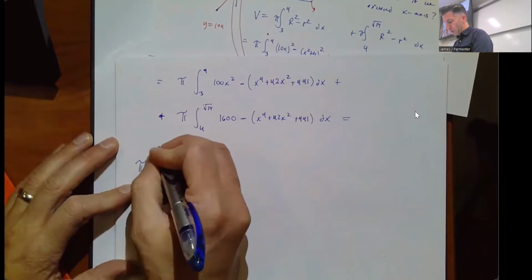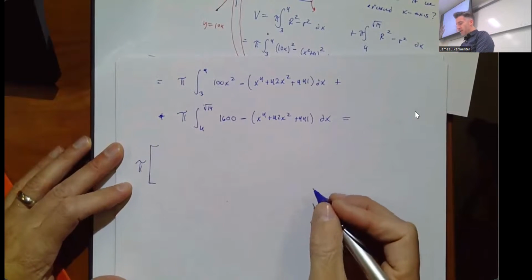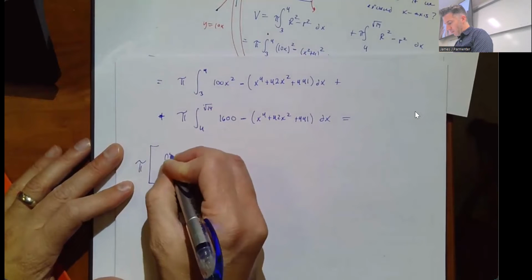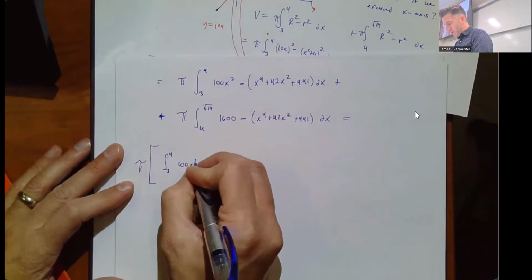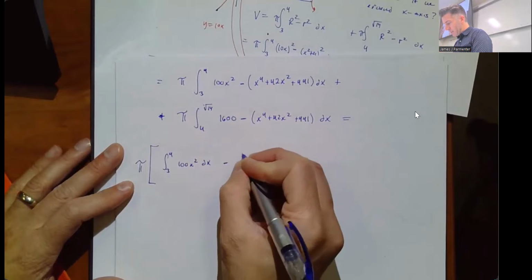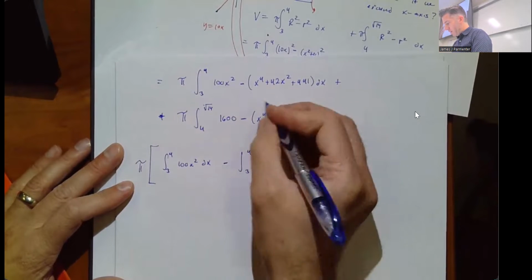Let's factor out the pi completely, so we don't have to think about it every time. So I'm going to have the integral from 3 to 4 of 100x squared dx minus the integral from 3 to 4 of all this stuff.